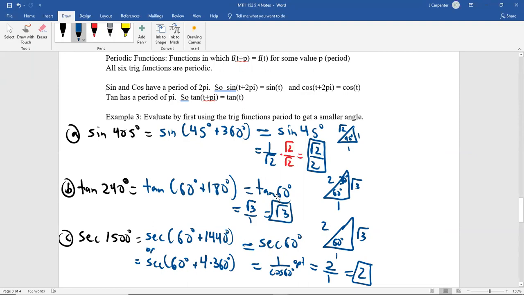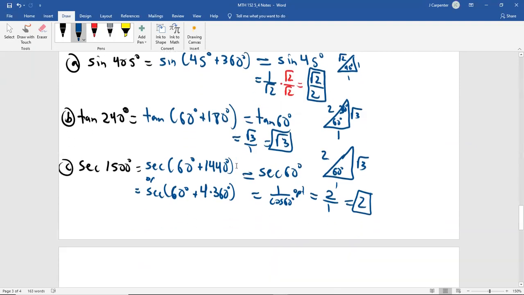You'll be able to still get some problems right accidentally thinking the period's 2 pi, but you will mess up a lot of other things. It's a matter of what exactly we're doing.